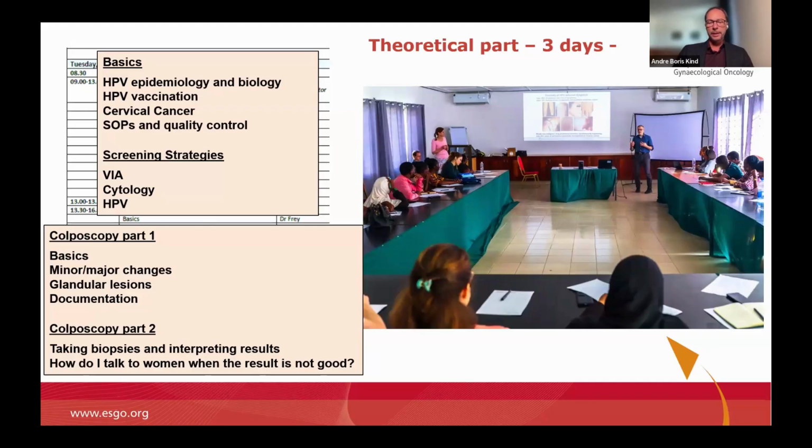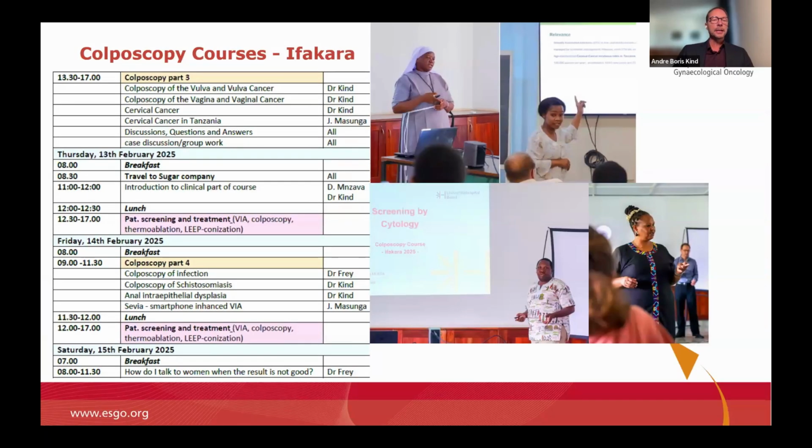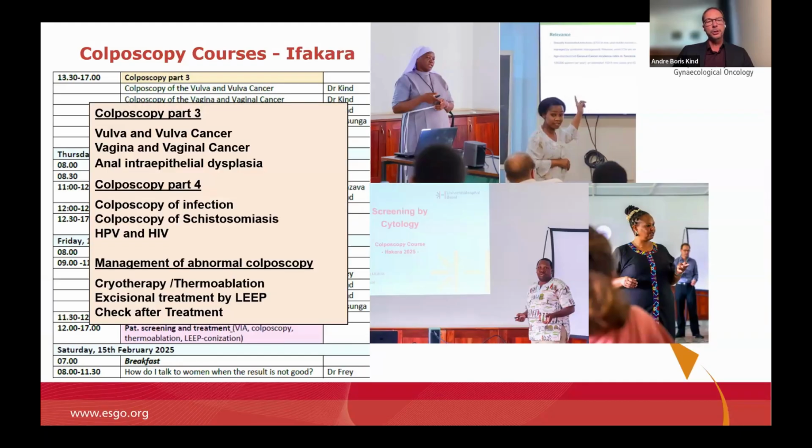And then a very important part, and Mario will talk about this later, is that doing colposcopy doesn't mean that you only look at the cervix. You have to look at the whole anogenital region, and that's why we are also talking about the vulva, the vagina, and the anal region, and also about infection, because this is also what we should look into when we're doing colposcopies. And of course, we talk about the management of abnormal findings.